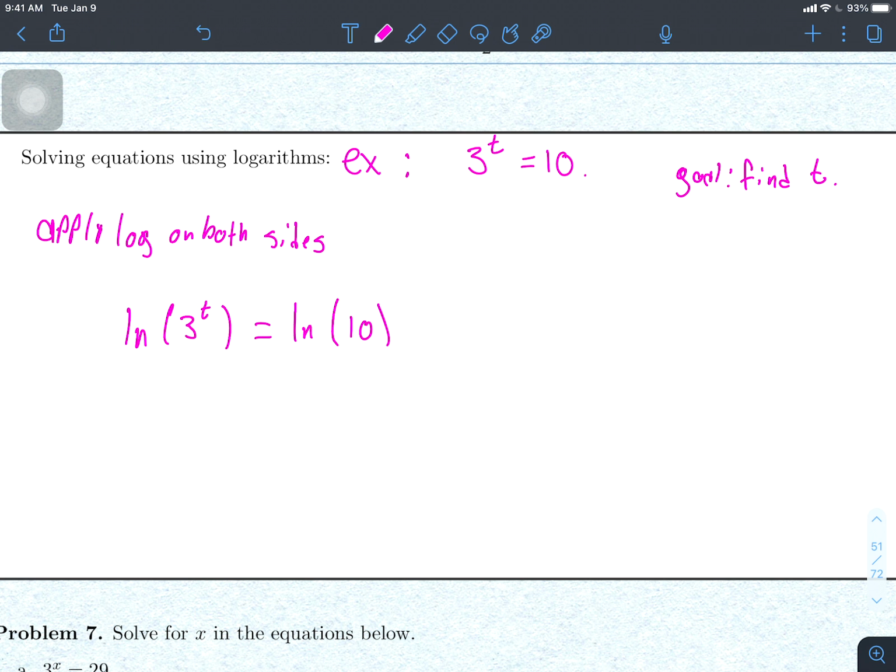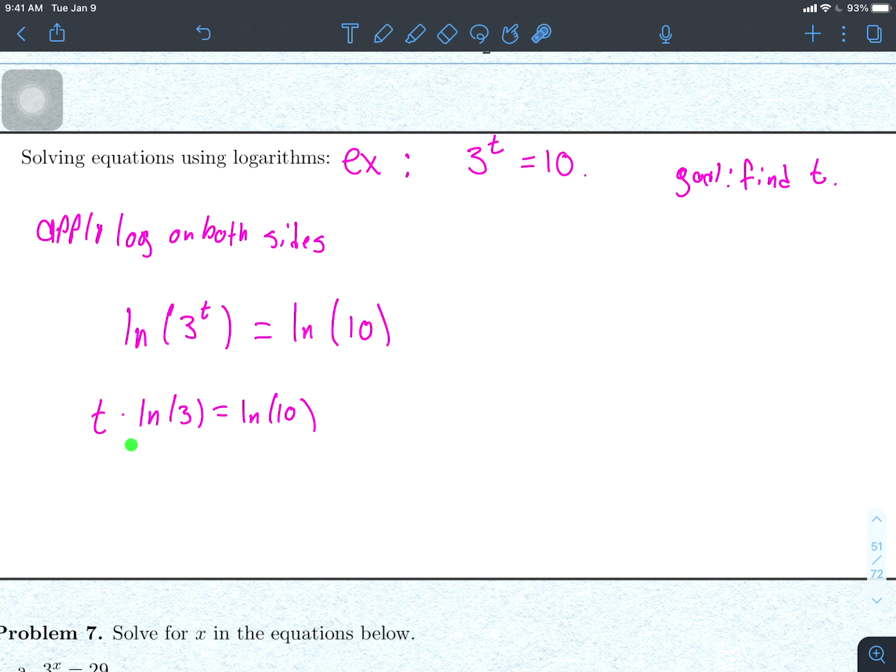Now, does anybody see what I can do here? Yeah, I can use the most important rule of all of logs and move the t down to the front. This can be rewritten as t times ln of 3 is equal to ln of 10.